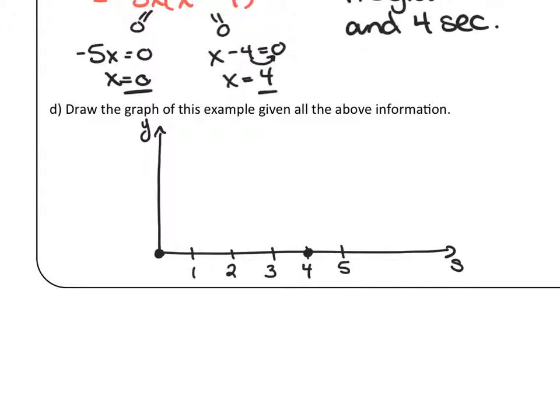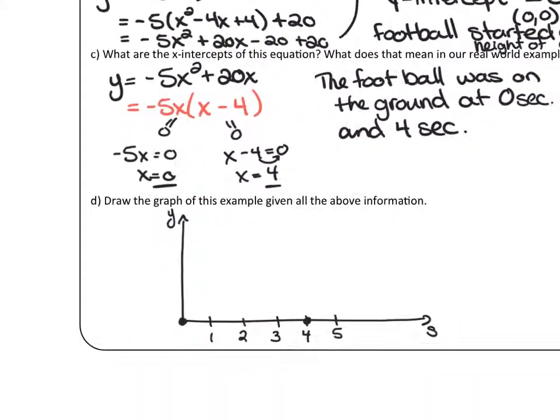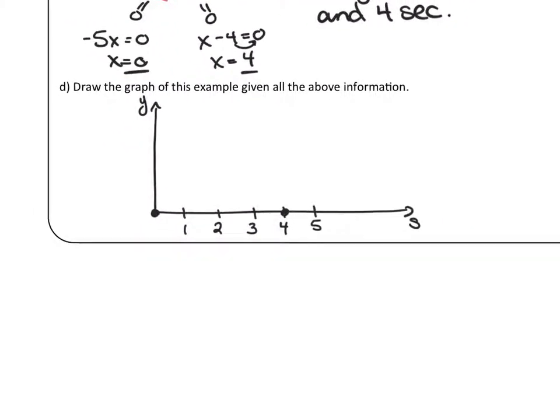The other thing we know from the very first part, where our vertex was, is that our vertex was at (2, 20). So at 2 seconds, the football was up here, and we got our maximum point. So the football started here, was kicked and went up to this maximum height of 20, and then came back down and hit the ground after 4 seconds.